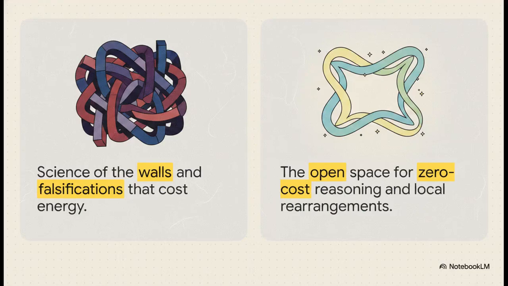And it creates this incredibly brilliant duality. Traditional knot theory is essentially the science of the walls, right? It's the complex, tangled boundaries and falsifications that actually cost energy to compute and navigate. But unknot theory? That's the complement. It's the open, negative space where you can make local rearrangements through zero-cost reasoning. It just perfectly contrasts the known science of structural boundaries with the unknowable but completely navigable science of open voids.